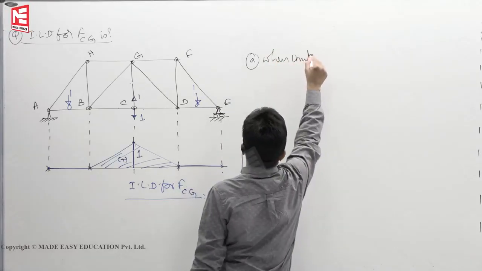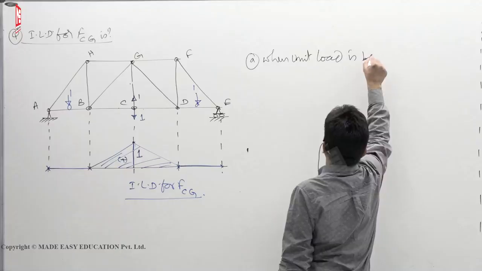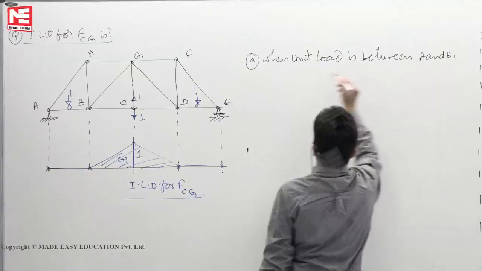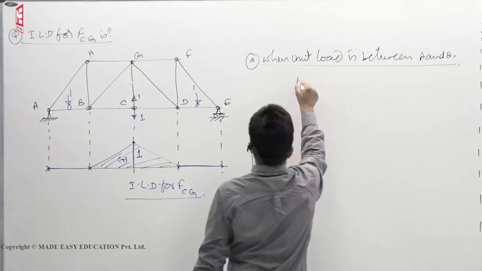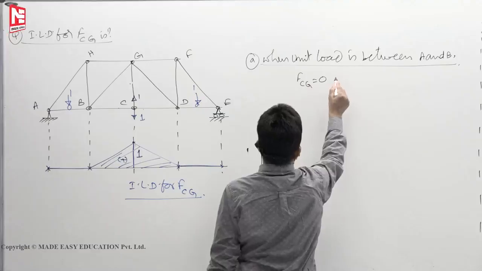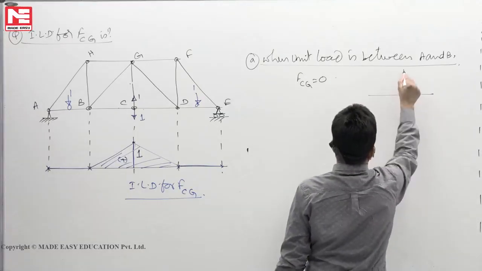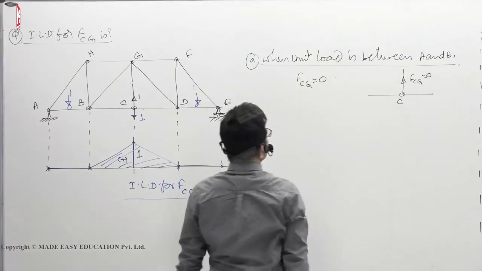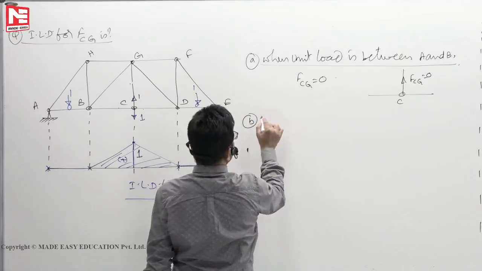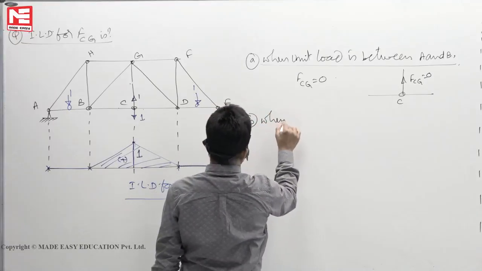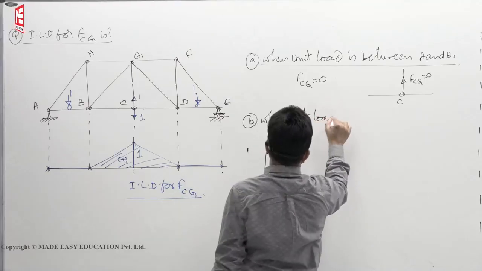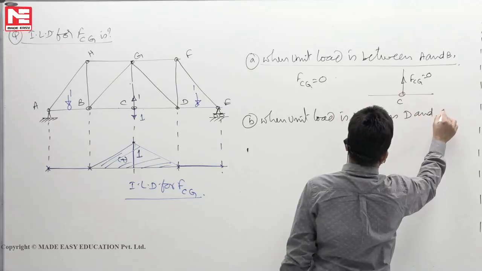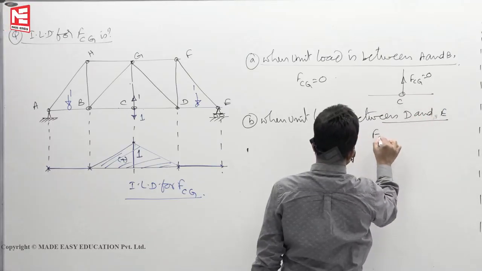When unit load is between A and B, force in the member CG is equal to 0. Why? This is the configuration. Nothing comes to this member. Then same thing, when unit load is between D and E, same process, force in the member CG is 0.